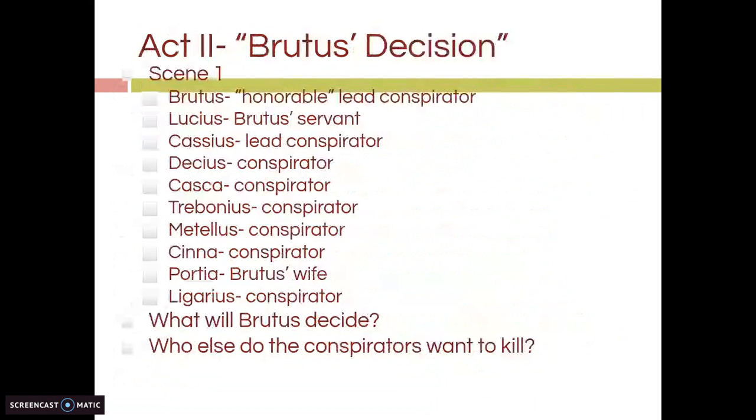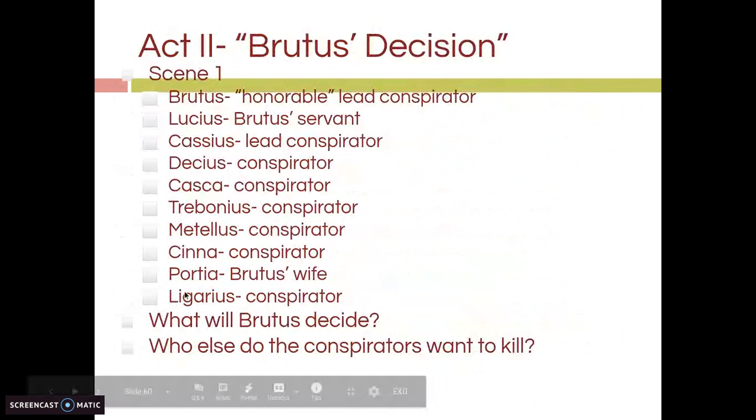Okay, so now we're going to move forward to Act 2, Scene 1. Act 2 is called Brutus's Decision. And we have a lot more characters here. Brutus is the honorable lead conspirator. You will see that he is going to choose to be against Caesar, but we're going to find out why in the first scene. We're also going to see his wife, Portia.